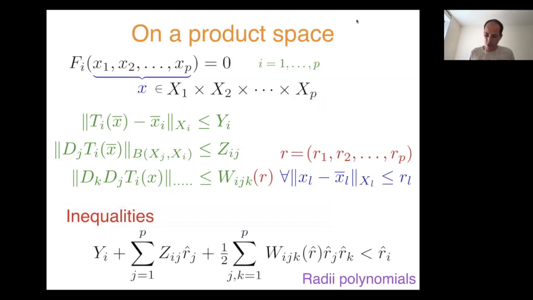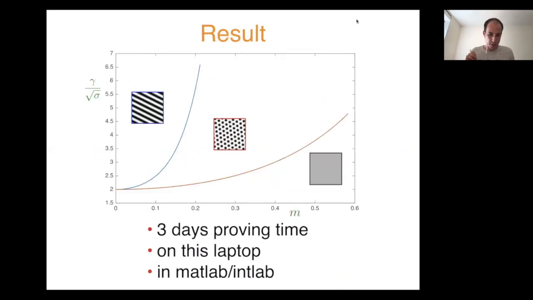Okay, so now I get P inequalities in the end, and although it is not necessary, usually you take these W's to be polynomial, even often constant. So these things we call the radial polynomial inequalities. Okay, so we do all that, and then here are the results.